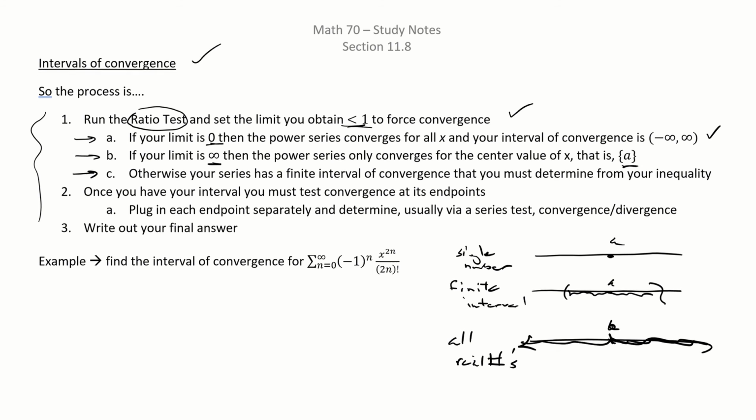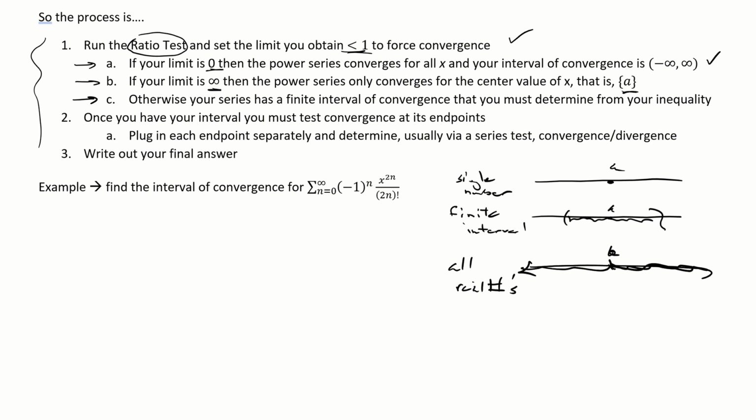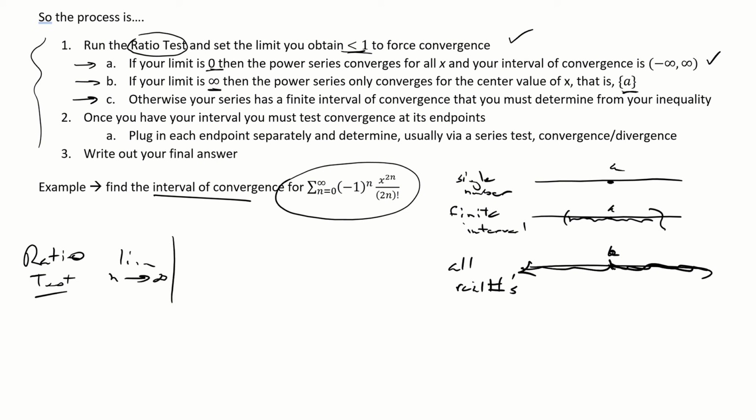So let's talk about the method. Let's do this particular problem from the homework. They want the interval of convergence. I whip out the old trusty ratio test, which says take the limit as n goes to infinity of the absolute value. Remember, the minus 1 melts away.